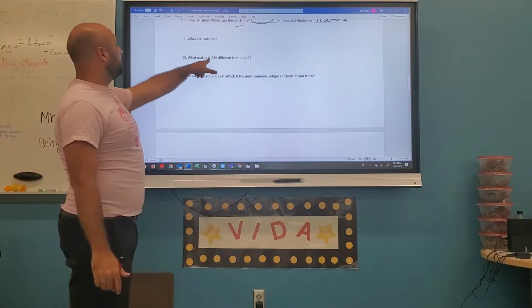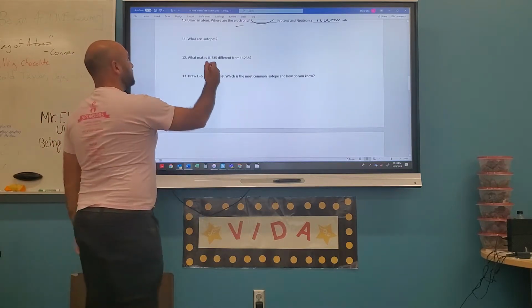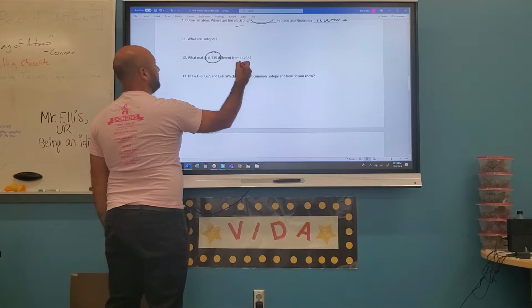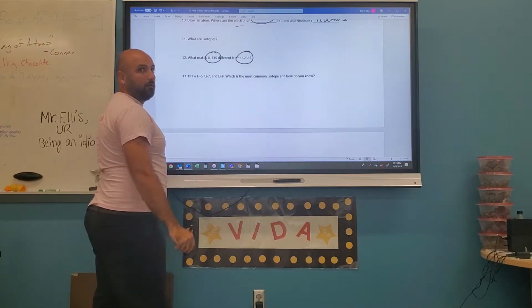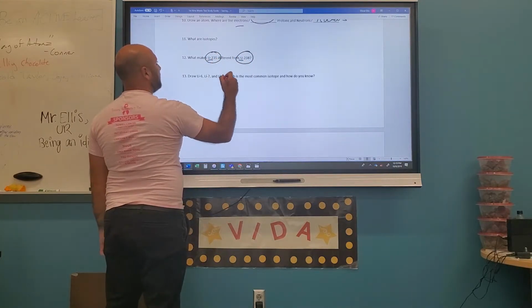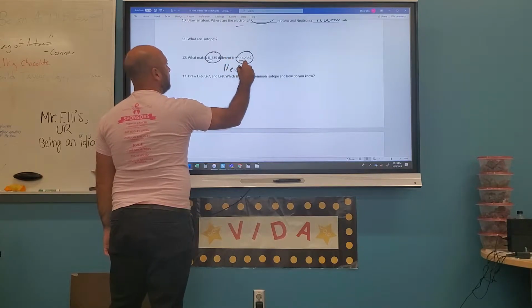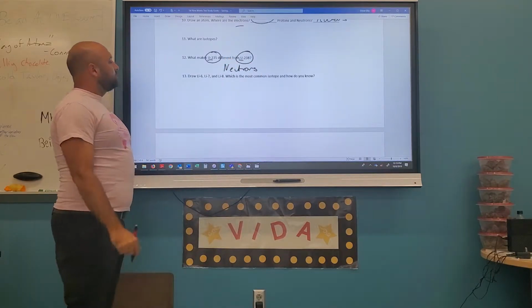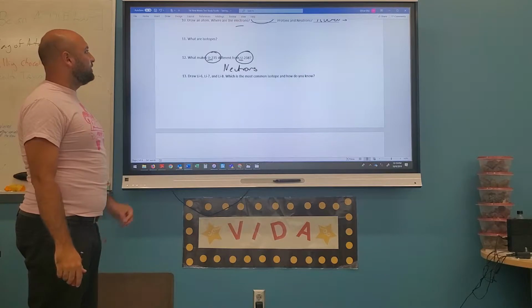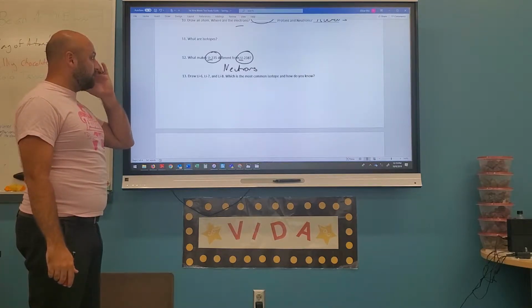What makes uranium-235 different from uranium-238? 235 has a mass of 235. 238 has a mass of 238. They're the same element, they have the same number of protons, so the only difference is their number of neutrons. Draw lithium-6, lithium-7, lithium-8. Which is the most common isotope, and how do you know?